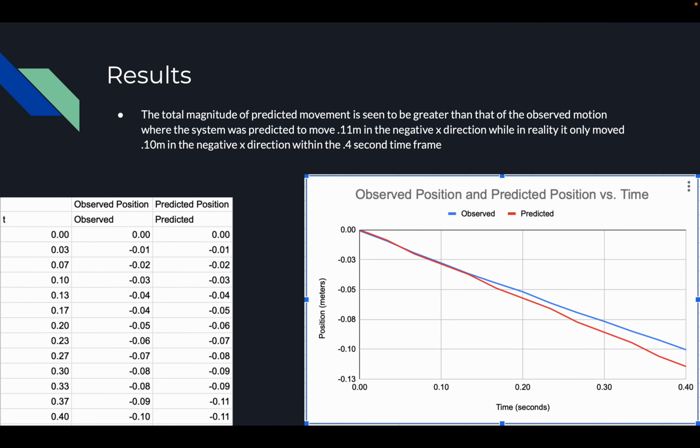When we look at our results, we can see that the total magnitude of predicted movement is greater than that of the observed motion, where the system was predicted to move 0.11 meters in total in the negative x direction, while in reality it only moved 0.1 meters in the negative x direction within the 0.4 second time frame.